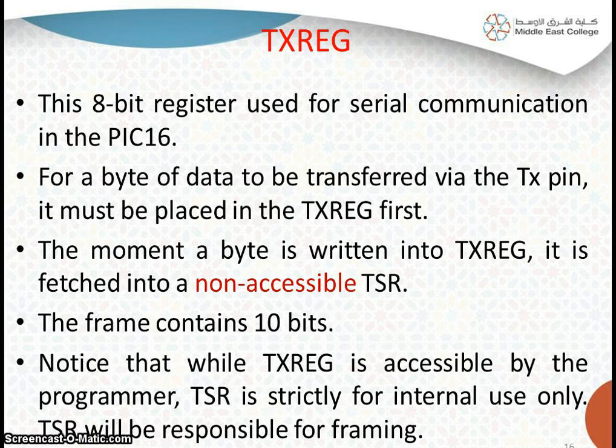Now we will see about the TXREG register. This is the 8-bit register used for serial communication, and the data which has to be transmitted via the TX pin has to be first placed in the TXREG. That means the user has to store the data in the TXREG. Once the data has been placed in the TXREG, it is automatically accessed by a register TSR. This register is non-accessible to the programmer, meaning it is only for internal purposes.